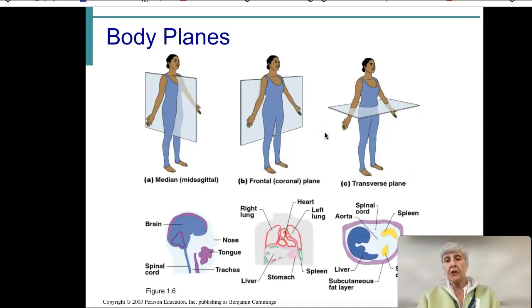We also can look at body planes, and body planes are basically, if you are looking at an object or an organism, how you would cut it.